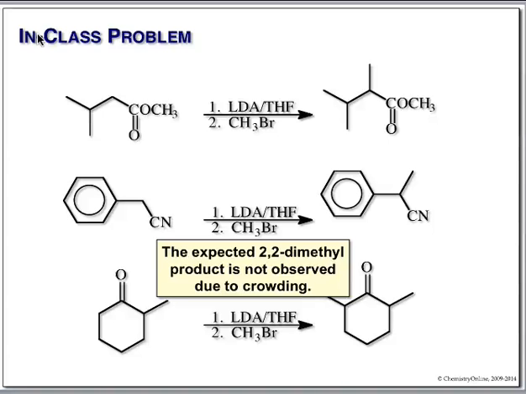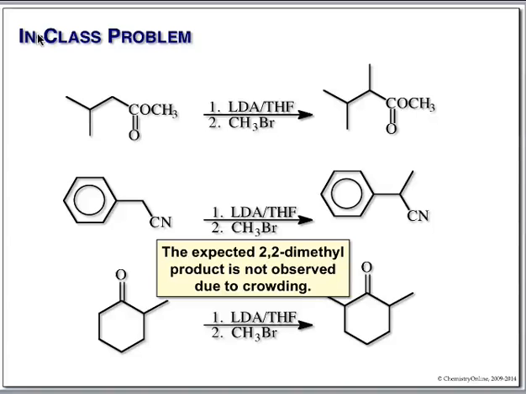Go back to just your general mechanism. When you dump in LDA, you're going to make an enolate anion, right? That's our double bond. The enolate anion is going to have either a double bond here, with this being O minus, or it's going to have a double bond here. Now, Zaitsev would tell us that the double bond here is more highly substituted and will be favored. And he's right.